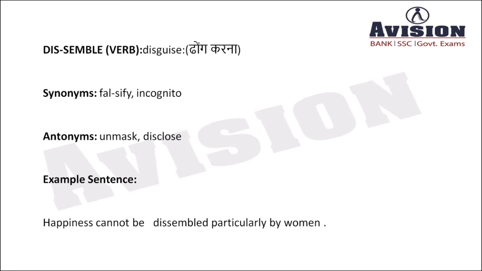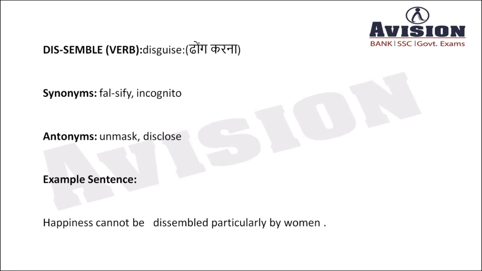Next word that you have to see in this class is dissemble. Now there is a problem. Usually what happens, if a word ends with ABLE, jaise applicable, wo adjective hota hai. Kuch case mein LE se end hone wala word bhi verb hota hai. Jaise assemble hai, lekin wo verb hai. Likewise, dissemble bhi verb hai.